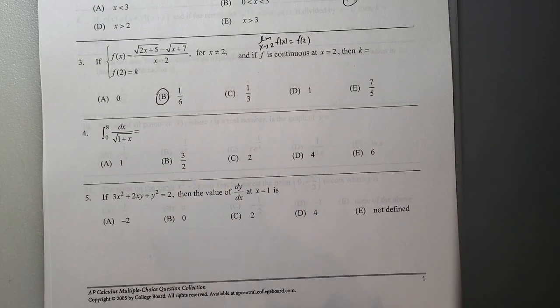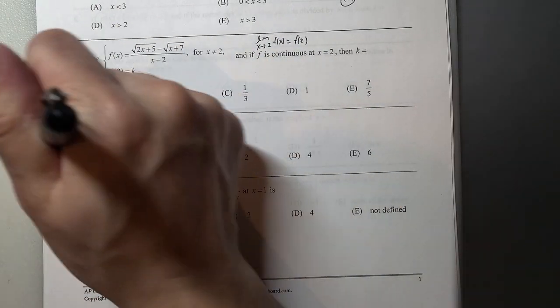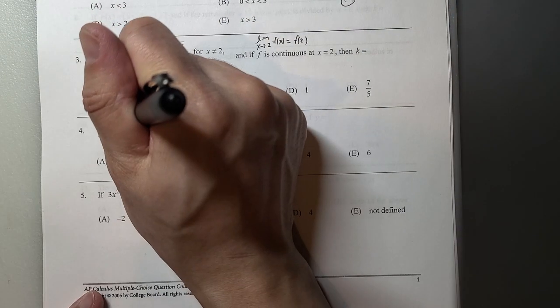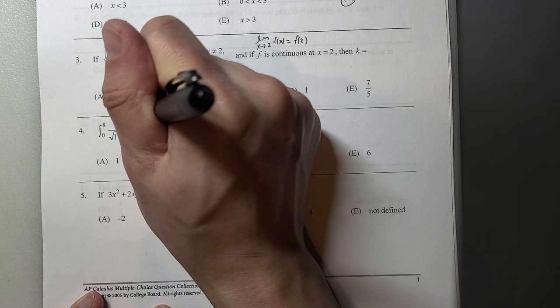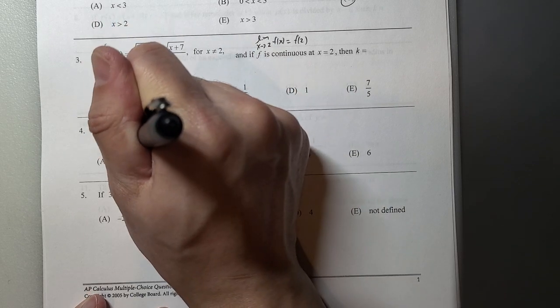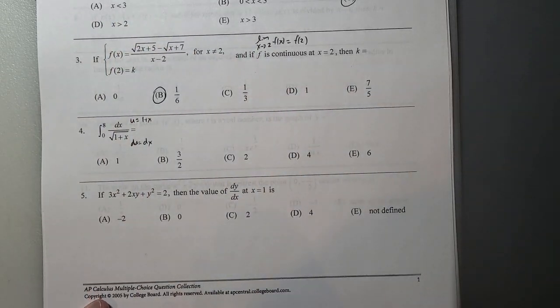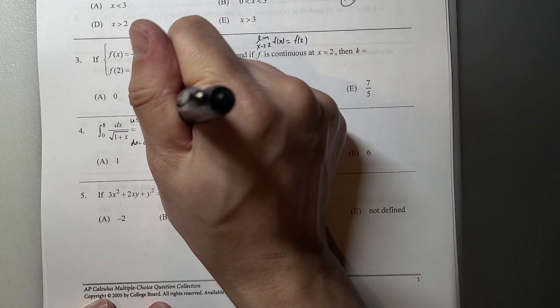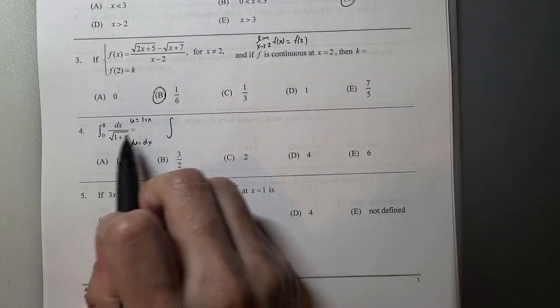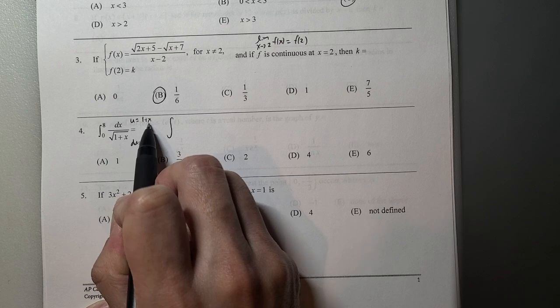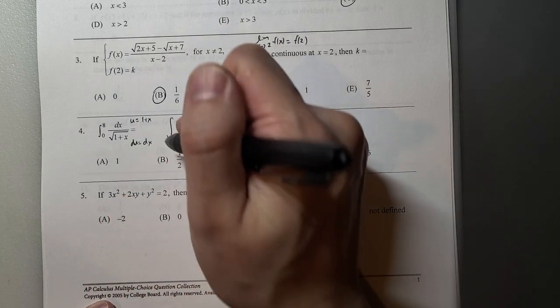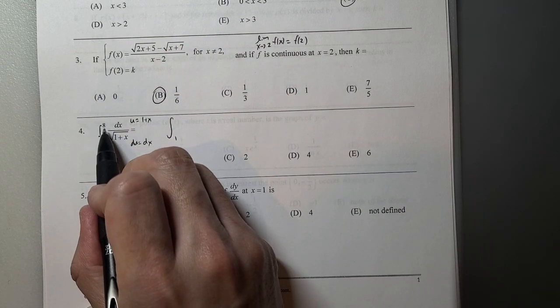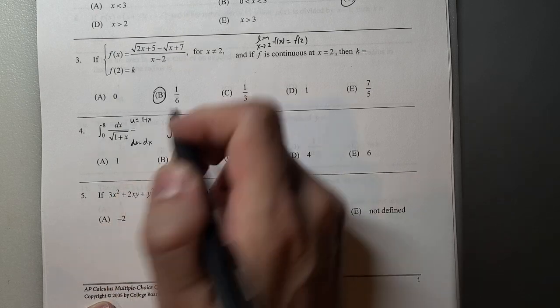Next, the integral from 0 to 8 of dx over the square root of 1 plus x. This we can do with a little substitution. Let u be 1 plus x, du would be dx. So we can rewrite the integral, and we need to change the limits of integration. When x is 0, we just plug it in here, u is 1 plus 0, which is 1. When x is 8, u is 9.